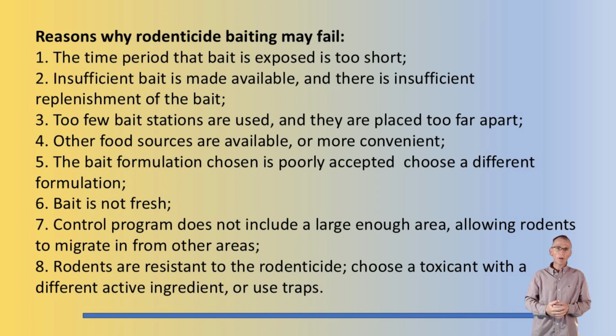Reasons why rodenticide baiting may fail. 1. The time period that the bait is exposed is too short. 2. Insufficient bait is made available and there is insufficient replenishment of the bait. 3. Too few bait stations are used and they are placed too far apart. 4. Other food sources are available or are more convenient. 5. The bait formulation chosen is poorly accepted.